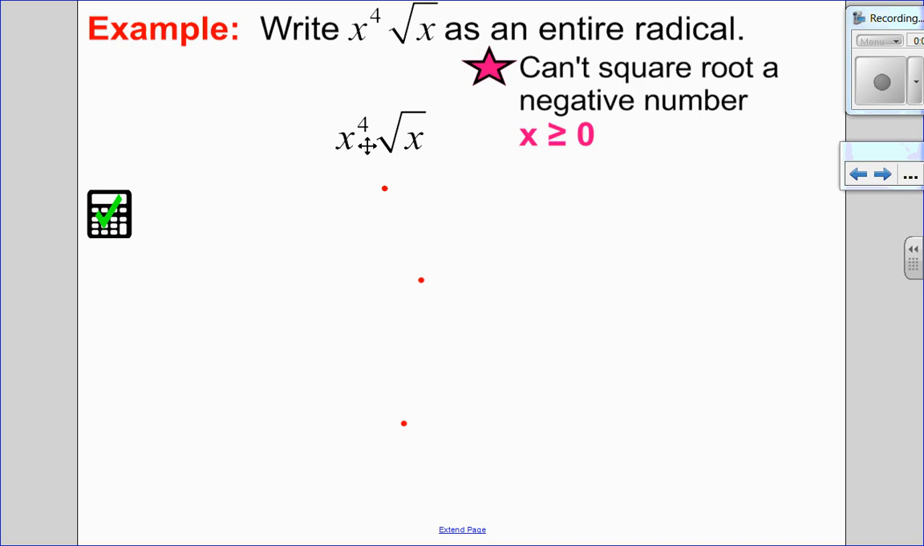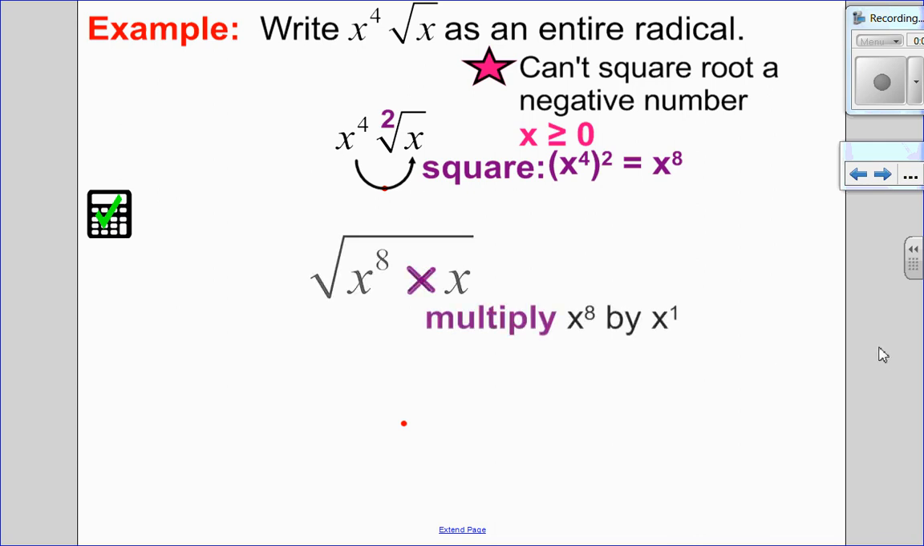So to simplify this, since I'm taking the square root, to put x exponent 4 under the root symbol, I have to do the reverse of square root, which is squaring the number. So to square x exponent 4, laws of exponents, I multiply those together to get x exponent 8. Well, what do we do with the x exponent 8 and the x that's already under there? Well, we multiply them together. So multiplying them together, laws of exponent tell us to keep the base the same and add the exponents to get x exponent 9.